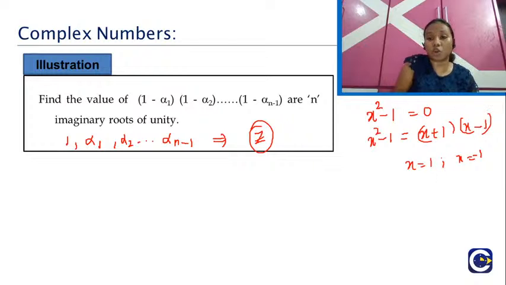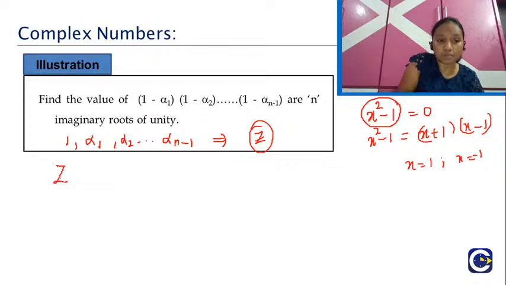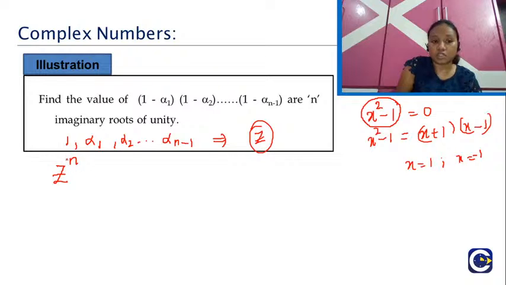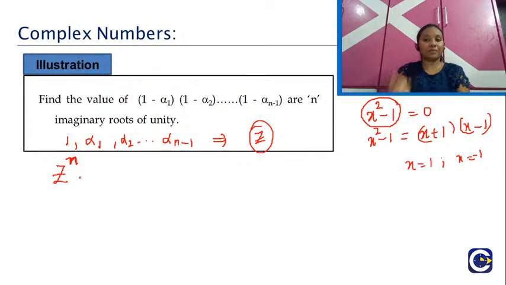So here, correspondingly, this is x square minus 1. If I compare this, that is nothing but my complex equation in z. And what are my roots here? My roots here are 1, alpha 1, alpha 2 and so on, alpha n minus 1. So this is z power n, because we are having n roots here. So now this z power n can be expressed in terms of the factors, that is, the product of the factors. Yes or no? Correct, right?